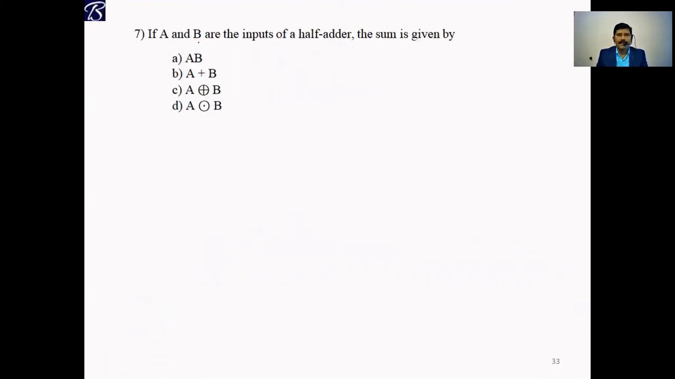Now, if A and B are the inputs of a half adder, the sum is given by, we know that, half adder sum, what is that? XOR gate. So option C is correct. A XOR B. Let us see the answer. Option C is correct. A XOR B.